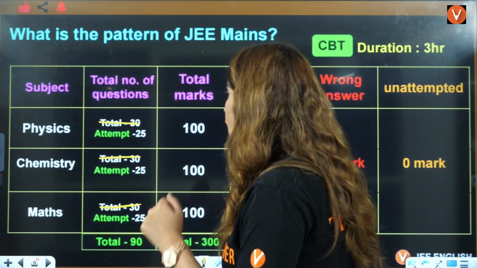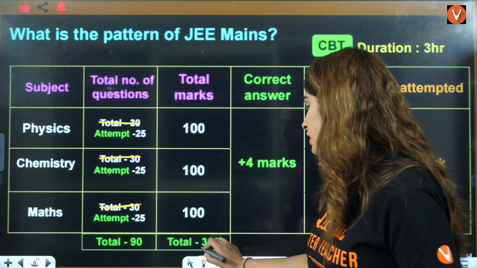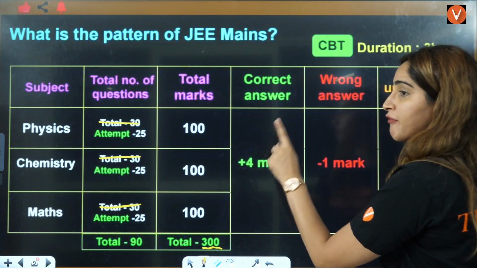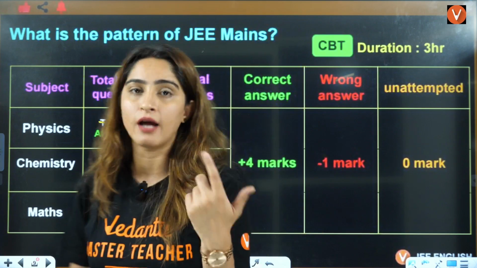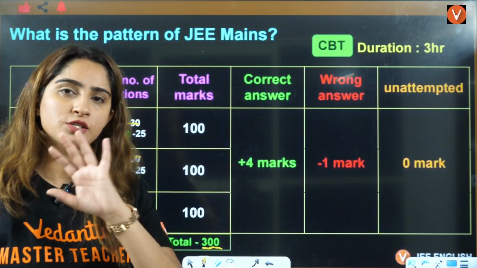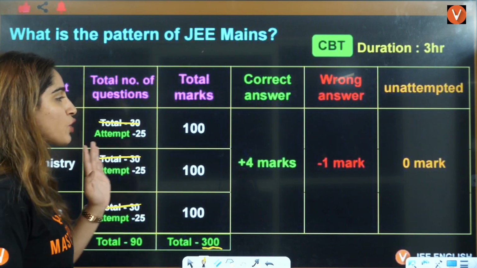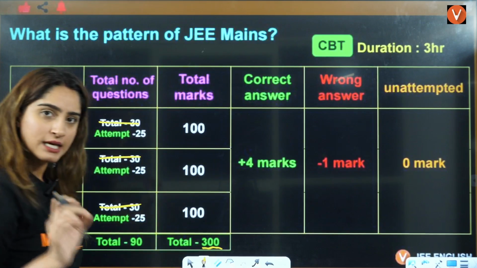Okay. Now, if you talk about 25 into 4, what you will get here is a total of 300 marks. And for every correct answer, you will have plus 4 marks. For every wrong answer, 1 mark will be deducted. And if you're not attempting, 0 marks will be given. That means no positive, no negative will be there. So you have to be very careful about this negative marking.